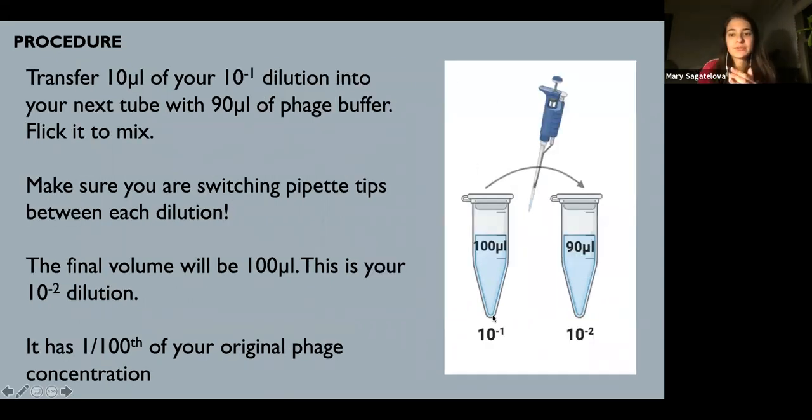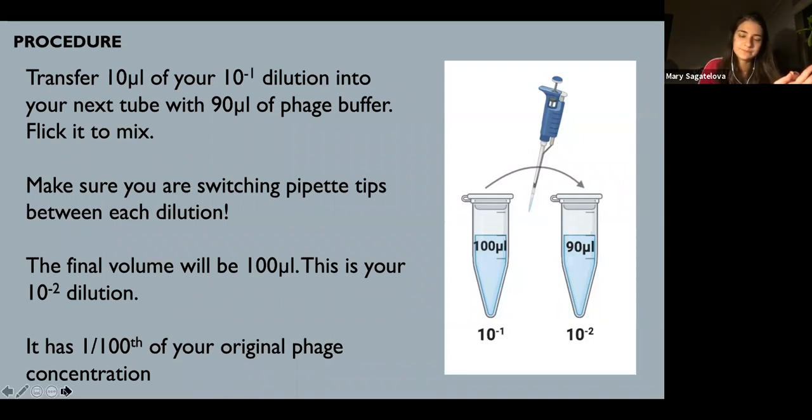Then you're going to transfer 10 microliters from this 10 to the -1 dilution into your next tube, which has 90 microliters in it. You're going to flick it to make sure you're mixing up that entire mixture. You're going to be making sure you are switching pipette tips between each dilution. If you don't do that, you are not serially diluting it accurately. Okay, so this second tube here, you just transfer 10 into it. It's going to have 100 microliters in it now. This is going to be your 10 to the -2 dilution. And now this tube here on the right has 1/100th of your original phage concentration that was in your lysate.